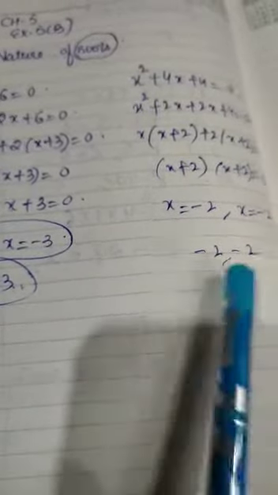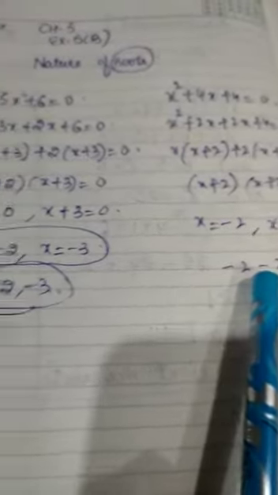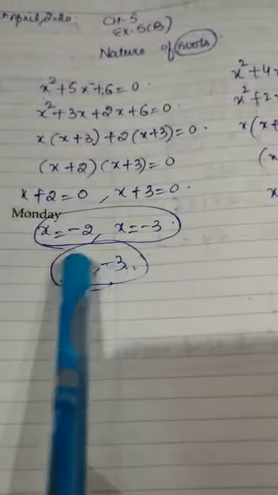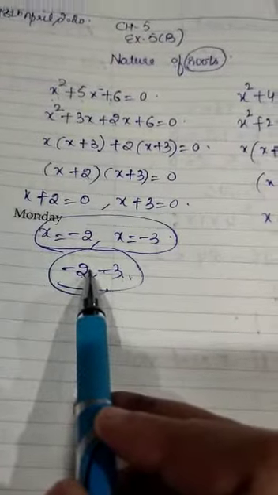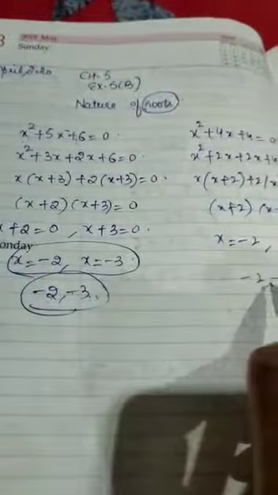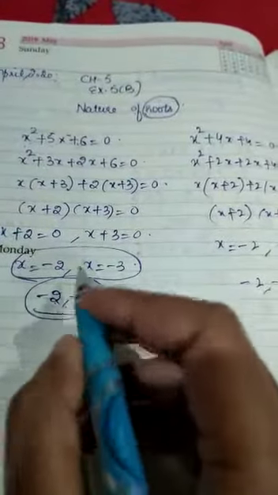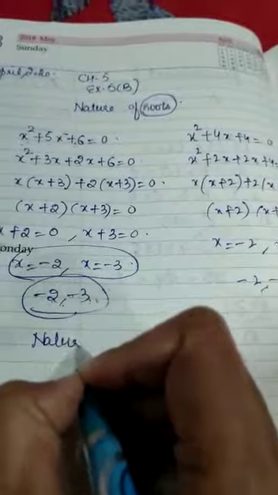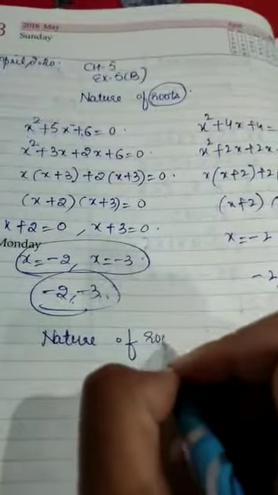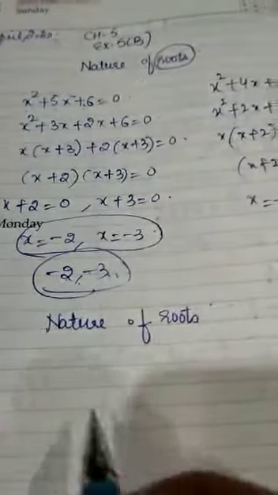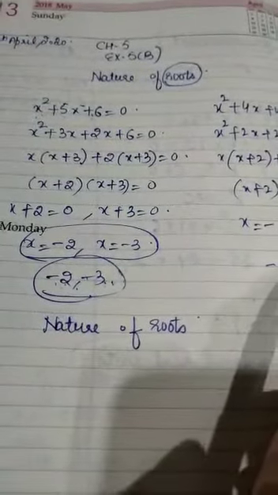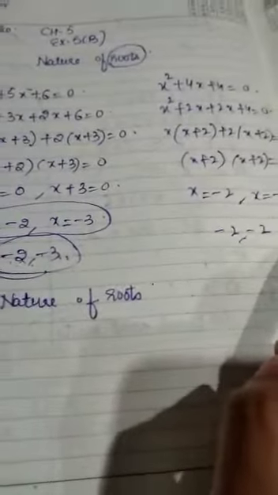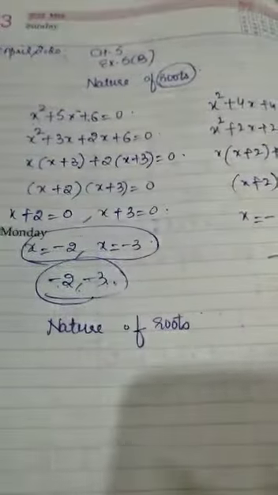In the very first question the values are different, but in the second example the values are same. These are equal values. These are distinct, different values. These same and different values are called the nature of roots. These are real but equal values. These are real but unequal values.